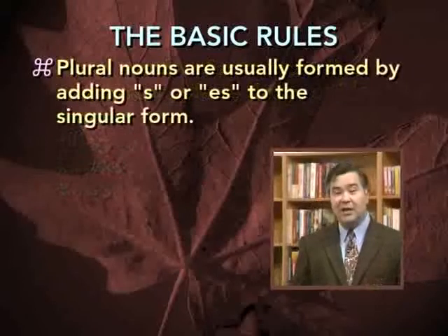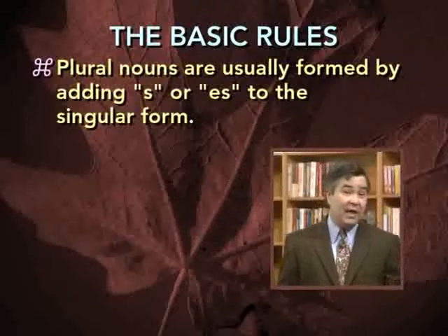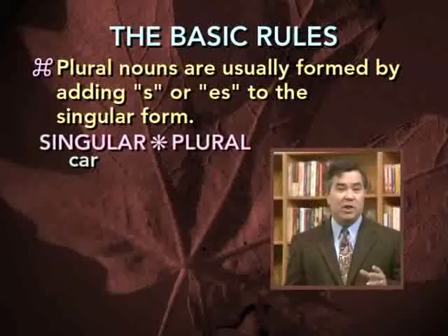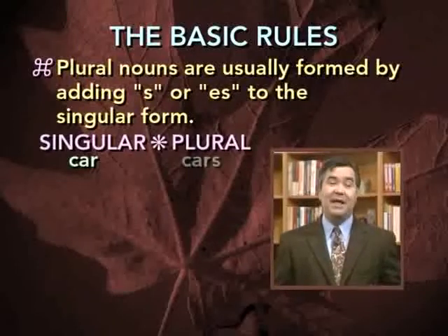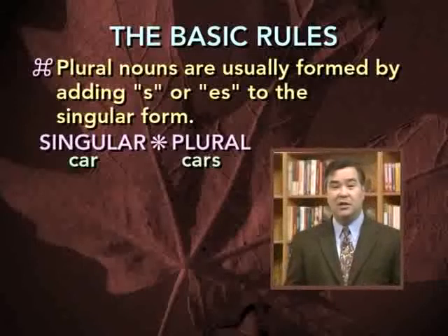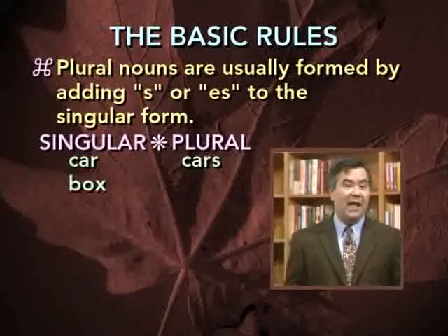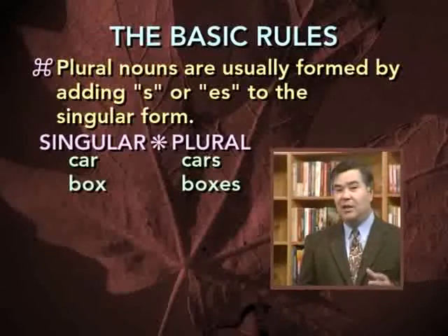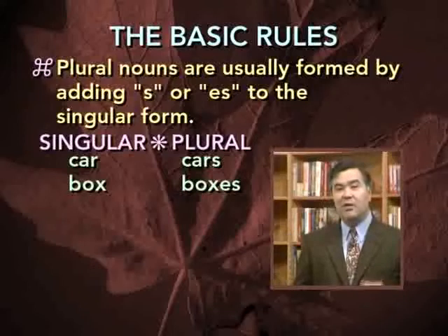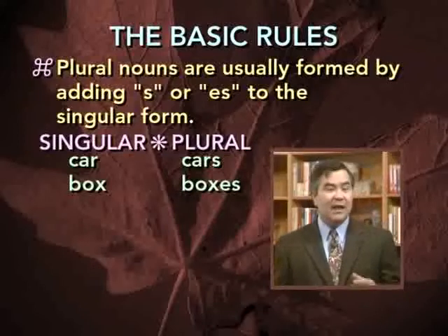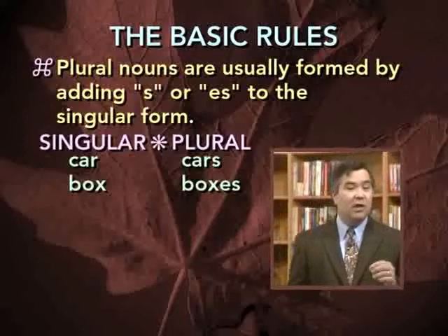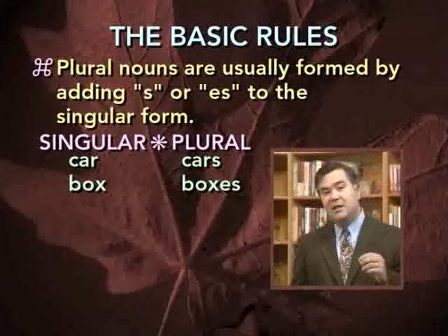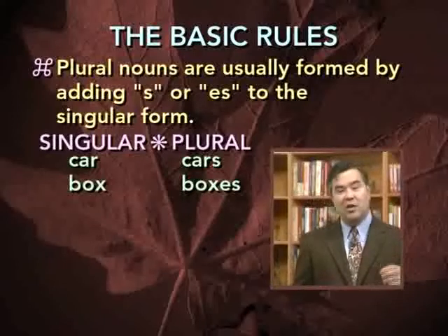Now in English, plural nouns are usually formed by adding the letter S or ES to the singular form. So, for example, the word car, which is singular, becomes plural simply by adding the letter S at the end, cars. The word box becomes plural by adding ES at the end, boxes. Perhaps you can see that simply adding the letter S at the end would create a word that's rather awkward looking and difficult to pronounce, and that's why words that end in X are generally made plural by adding ES rather than simply S.